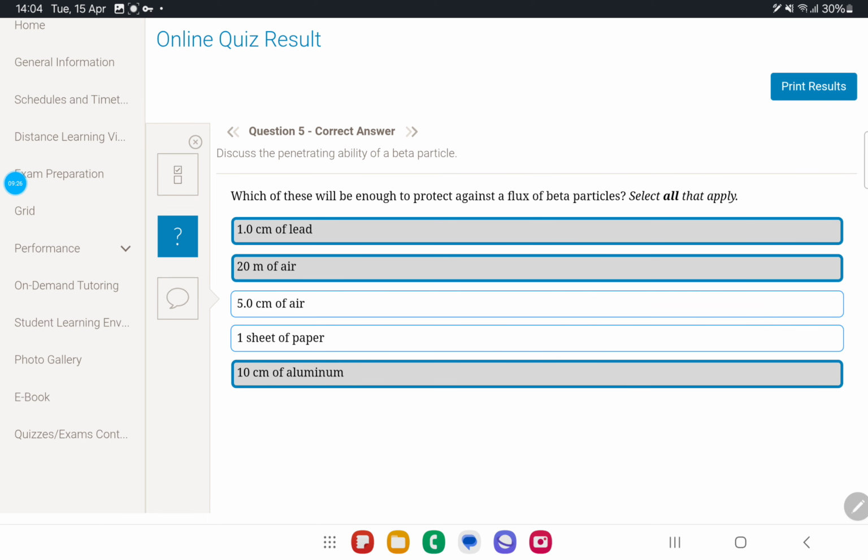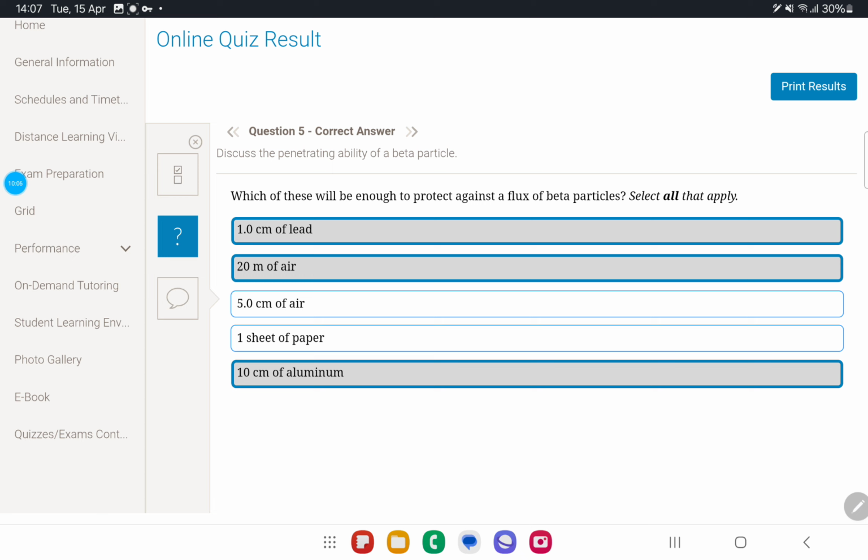Anyways, let's look at beta. Okay, so what can beta pass through? Okay, 1 centimeter of lead, or lead, whatever. This can actually reduce the speed of gamma. So okay, lead. Only 1 centimeter of lead is enough to stop beta. And 20 meter of air, that's also enough to stop beta. And 10 centimeter of aluminium.